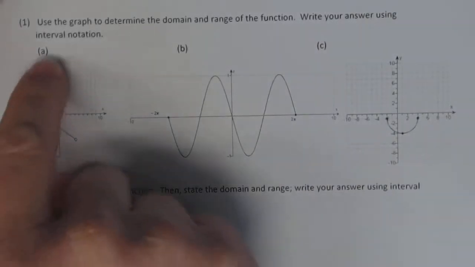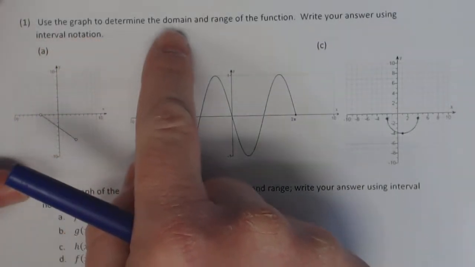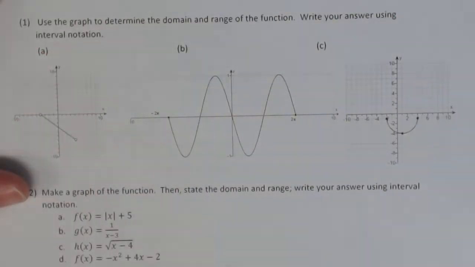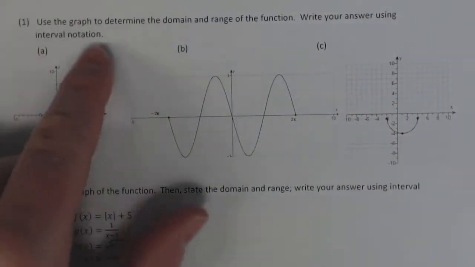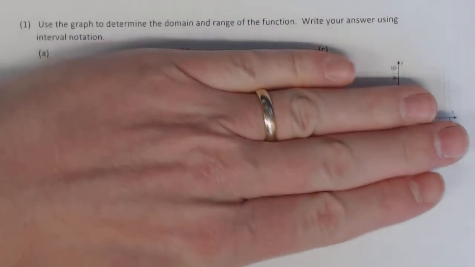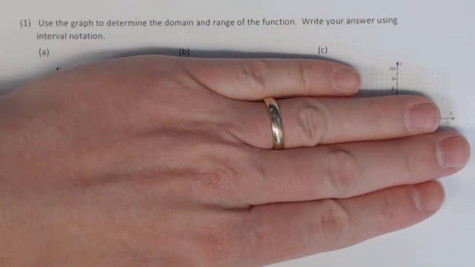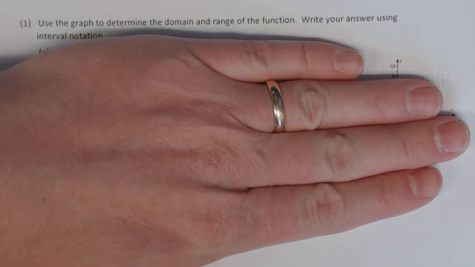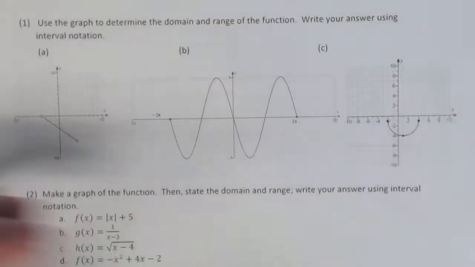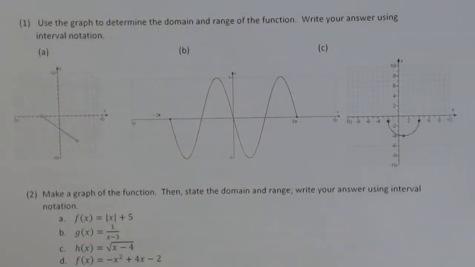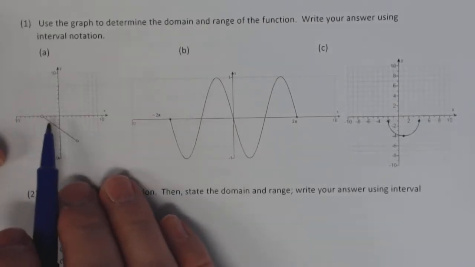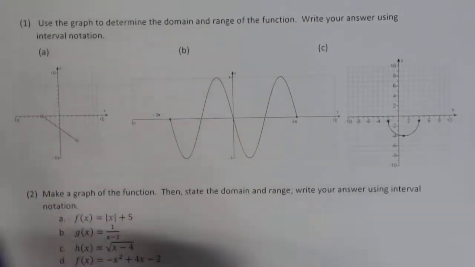Number one says use the graph to determine the domain and range of a function. Write your answer using interval notation. Well, think of it this way. This question, we don't really care about part A, B, well, we care that you can do these questions, but what we care about is can you determine the domain and range of a function using its graph? So the overall idea here is you look at a graph and figure out, oh, well, the domain is and the range is, and then you get these right.